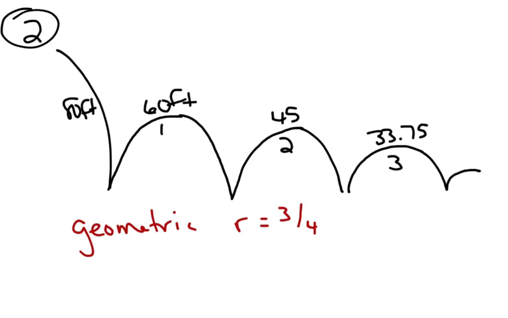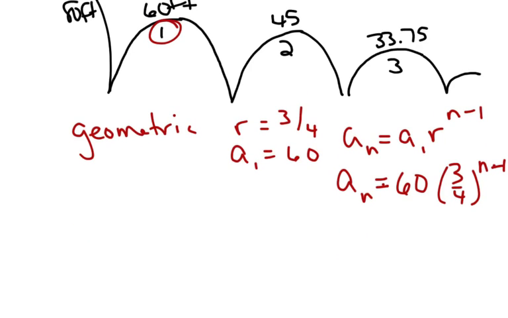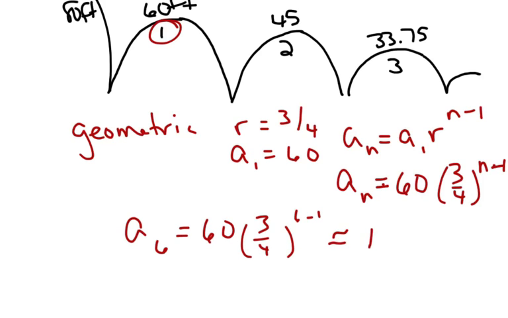One way of looking at this problem is to say that the first term is really 60 because that's when n is 1. The formula for a geometric series is a sub 1 times r to the n minus 1. So the nth bounce would be 60 times 3/4 to the n minus 1. And now when you want to find out how high it bounced on the 6th bounce, you do 60 times 3/4 to the 6 minus 1 power, which is approximately 14.24 feet.